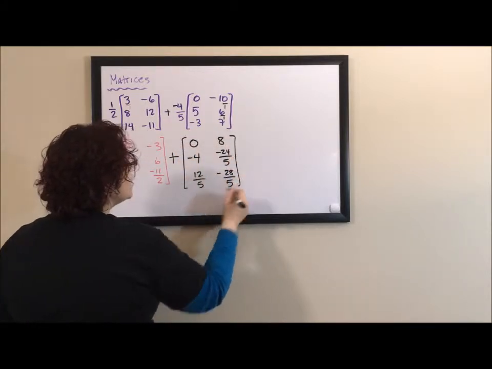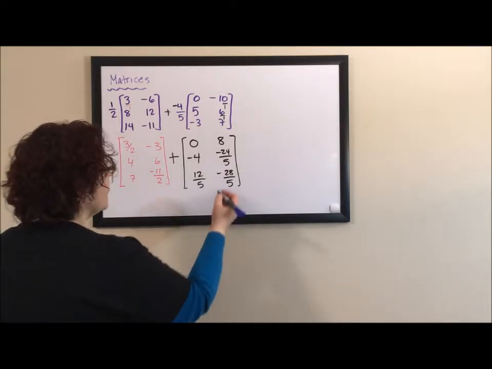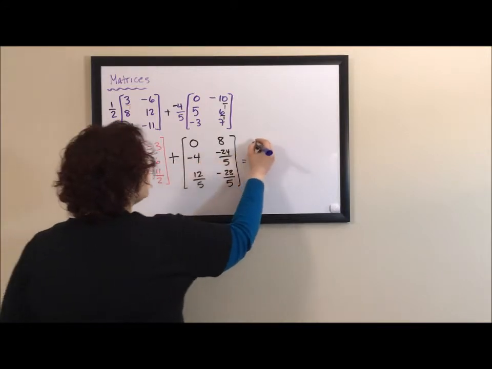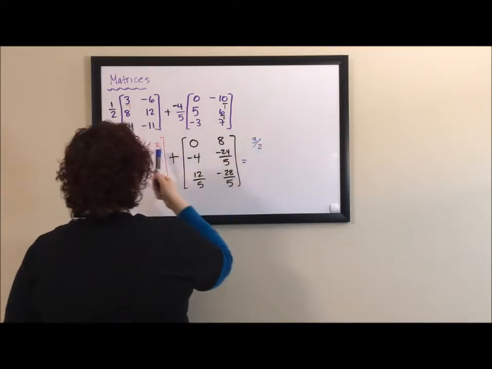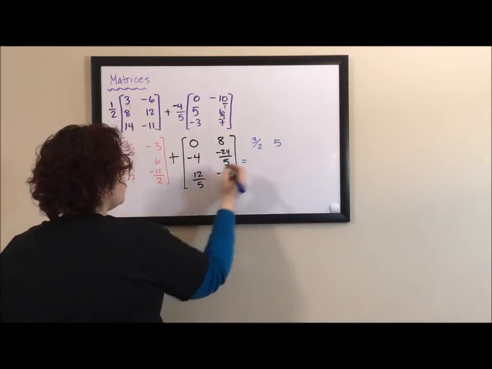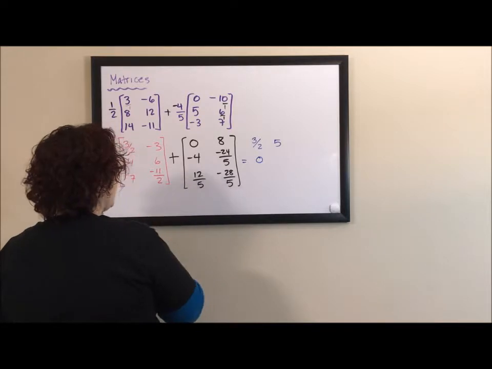Okay, so now that I've done the scalar multiplication, I come to the fun part, which is adding them. So let's start with the easy elements. 3/2 and 0 is 3/2. -3 and 8 is 5. 4 and -4 is 0. Everything else has a fraction.